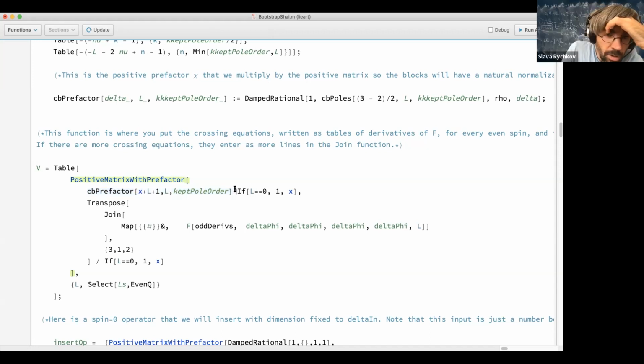But how is this a number? It depends on x. It's a function of x. Well, it doesn't depend on x after it's processed. The way it works is that within this function you enter it and it depends on x.